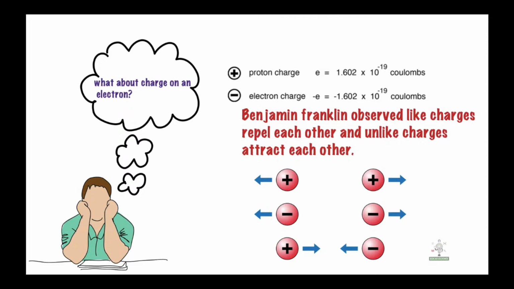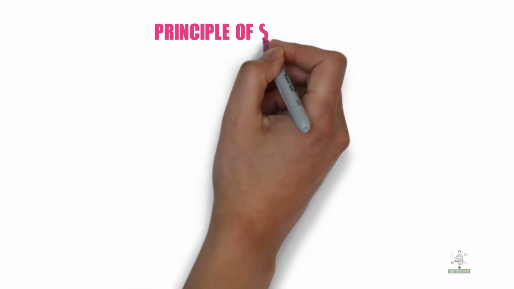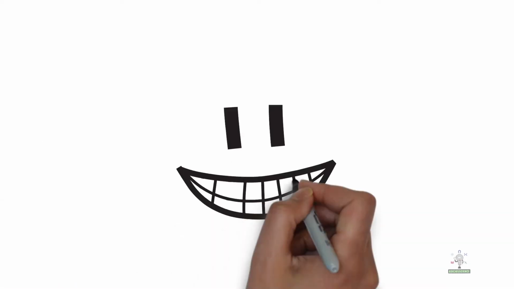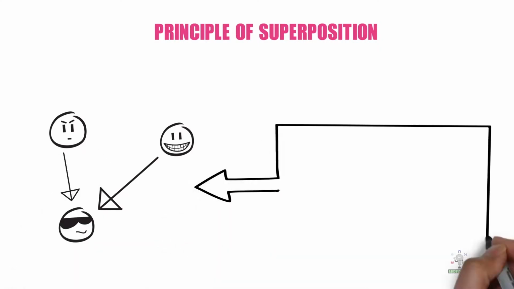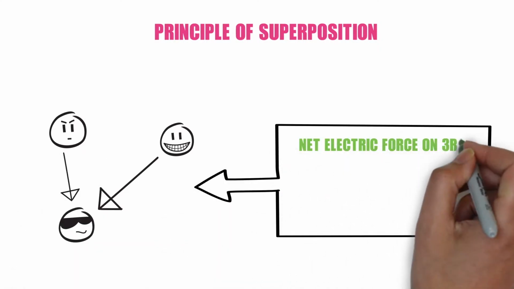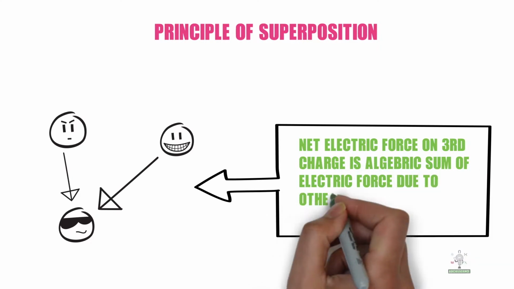Benjamin Franklin proposed that like charges repel each other and unlike charges attract each other. So when we put two negative charges side by side, they will repel each other, but if we put two unlike charges, that is one positive and one negative charge, they will attract each other. Now let's talk about the principle of superposition. It states that the net electric force on a charge is equivalent to the algebraic sum of the electric forces due to all other charges around that charge.